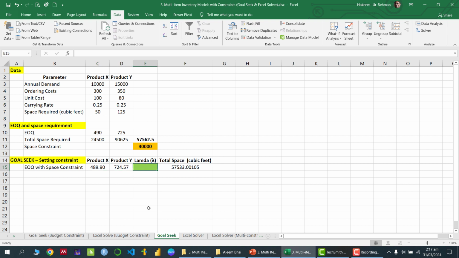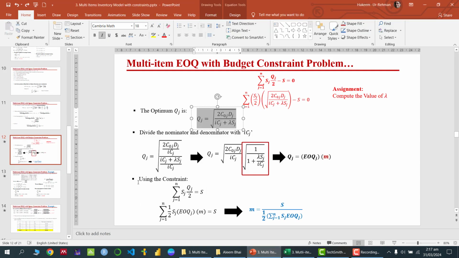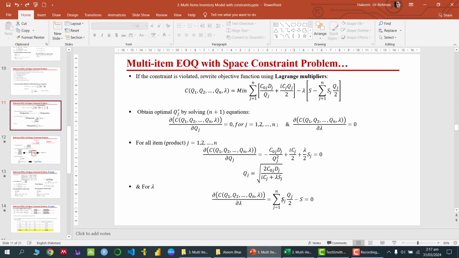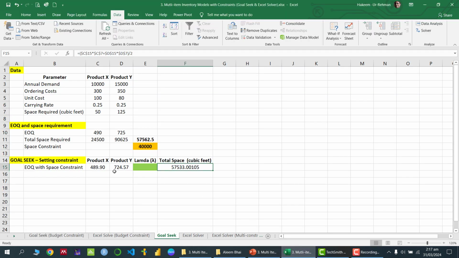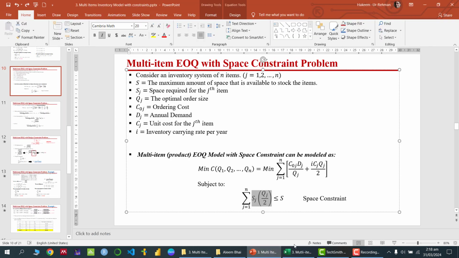We need to find the value of the lambda. And this is basically the total space required. And what was that basically? That is the average space required, which is this one, as you can see. So how can you do that? Simply this quantity multiplied by this cube, similarly plus this quantity, which is this one, multiplied by the space required, which is this one. And then divided by 2, because we would like to find the average space required.